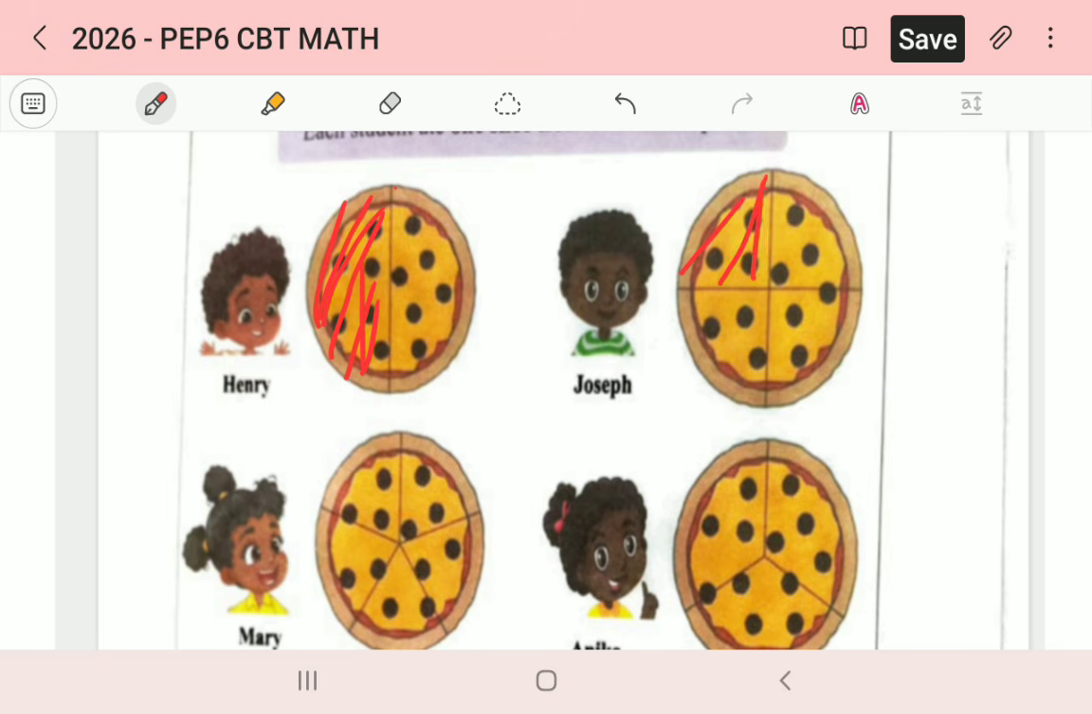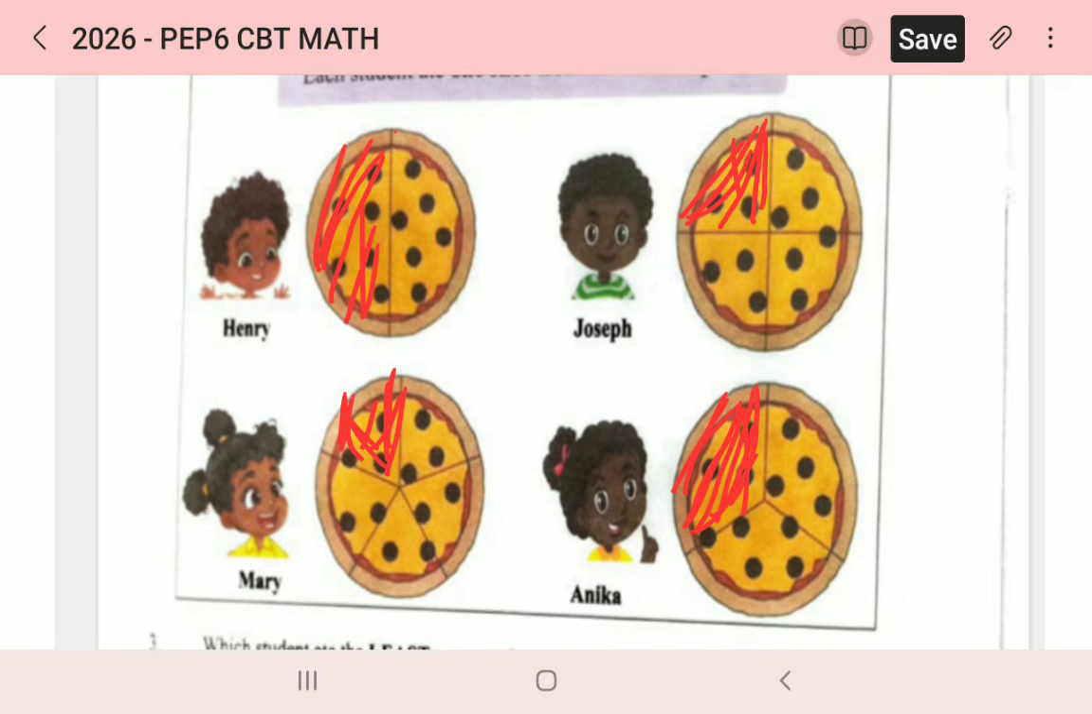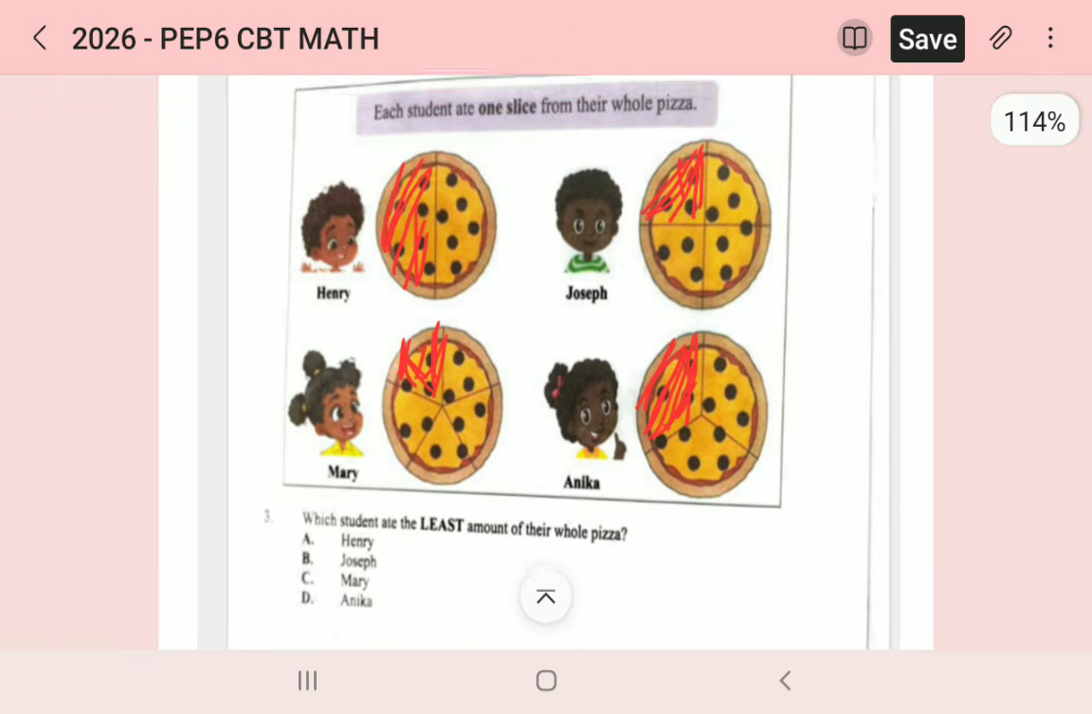Joseph cut his in 4, which is quarters. He would have eaten 1 piece, which is a quarter. Mary cut hers in 5 or fifths. She would have eaten 1, which is 1/5. And this one here, the name is a little hidden, cut hers in thirds and would have eaten 1 piece, which is 1/3. Oh, it's Anika. All right, so let's see what they want.